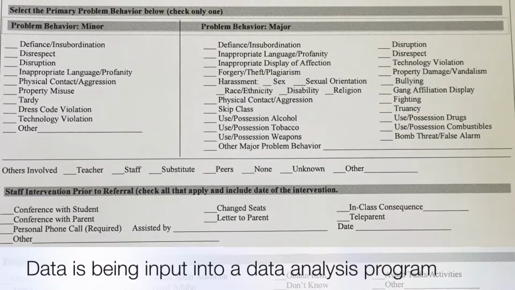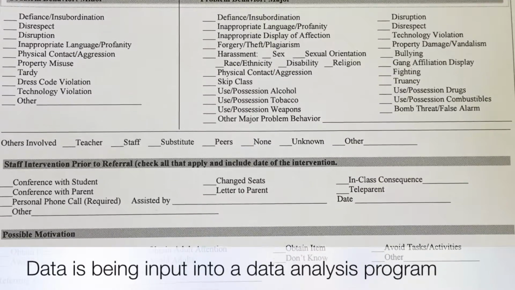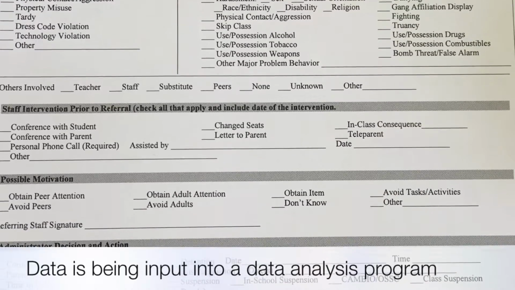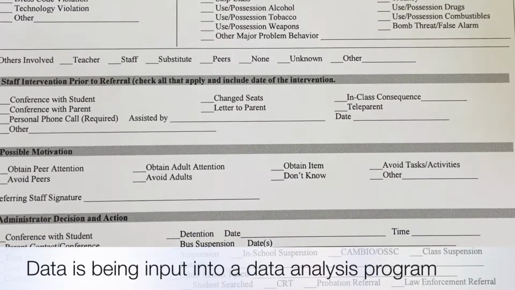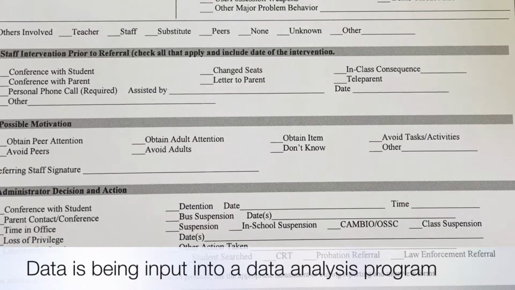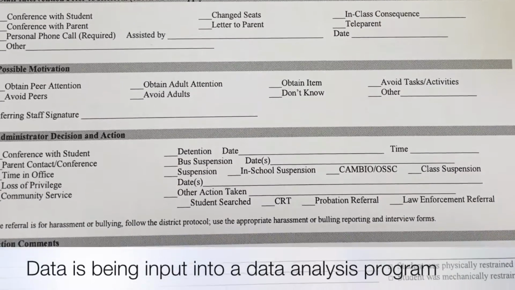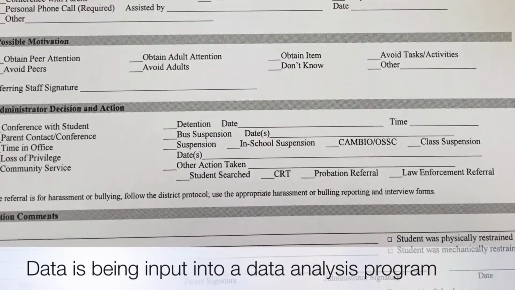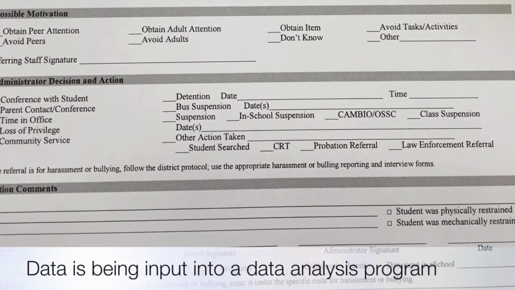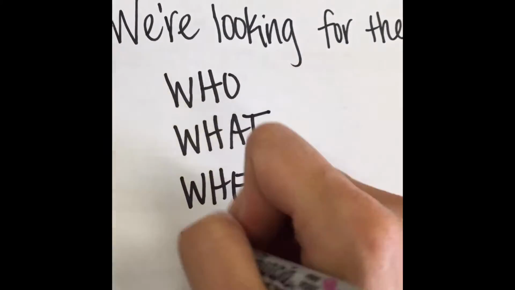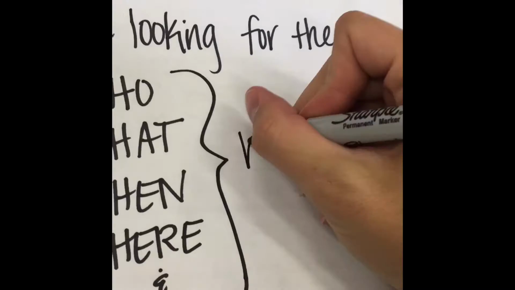The first is that these forms are being input into a data analysis program that, once fully implemented, will allow sites to see and analyze their discipline data. This will not only allow PBIS teams to develop targeted and specific lessons, it will also allow admin and security to make strategic decisions about supervision, discipline, and campus safety. This means that your on-site PBIS and admin teams need your help in order to get the data we need.